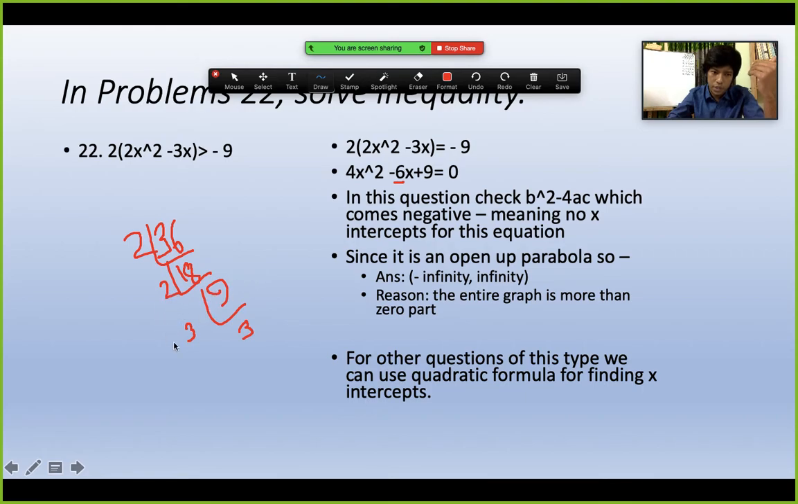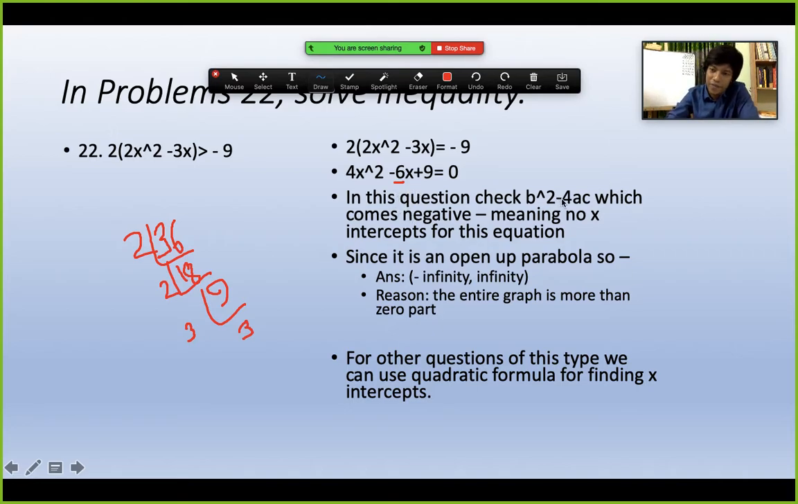Or if you take this 2 and this 2, 3 into 2 equals 6. 6 minus 6 equals 0, 6 plus 6 equals 12. We are not getting 6. Our answer has to be 6. My point is, if you try any combination, we will never get that minus 6.